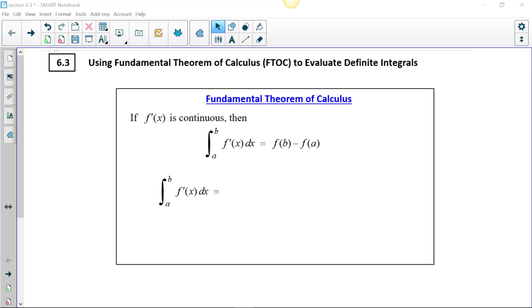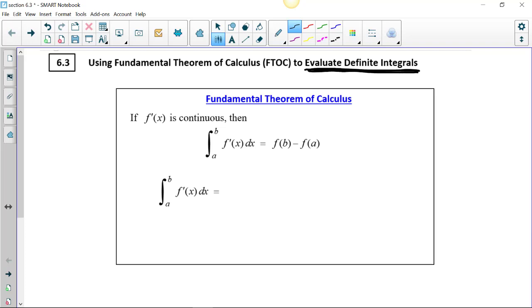Finally, the big day has arrived. The fundamental theorem of calculus. We can use it to find the exact value of definite integrals. No more approximating with rectangles or making a table of values. We can find the exact value.